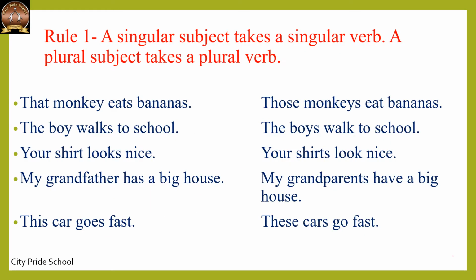The first rule says a singular subject always takes a singular verb and a plural subject takes a plural verb. So you have a few sentences on the screen. When you read towards your left hand side, you see the sentences having the singular subject. That monkey eats bananas. The boy walks to school. Your shirt looks nice. My grandfather has a big house. This car goes fast. So all these sentences have a singular subject.